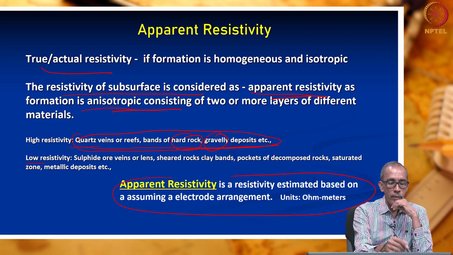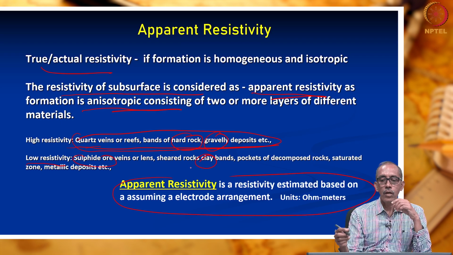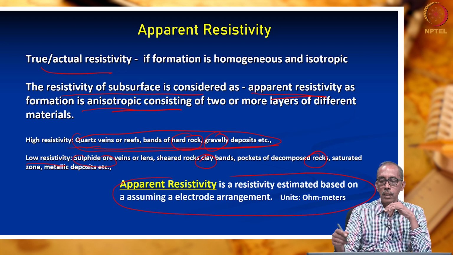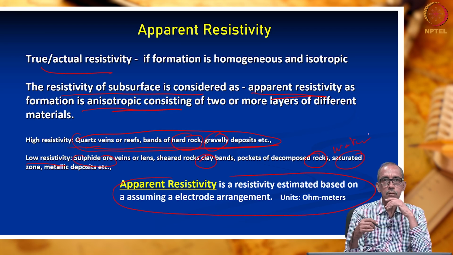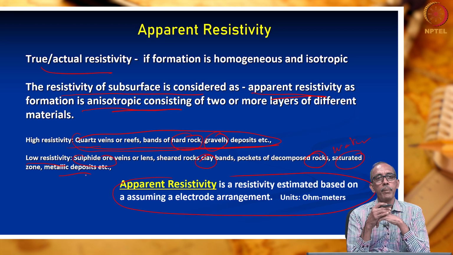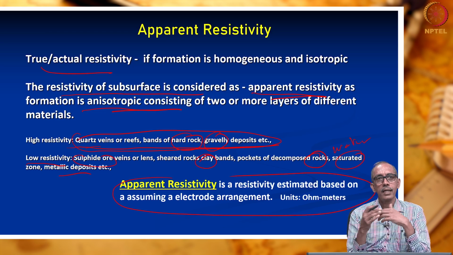On the other hand, low resistivities are ores of sulfates, clays, right? Also weathered and decomposed rocks. Formations that are saturated with water, right? Water saturated formation. Metal deposits, ores of metals. They are all good conductors. So they offer very low resistivity. So resistivity of such formations is low.